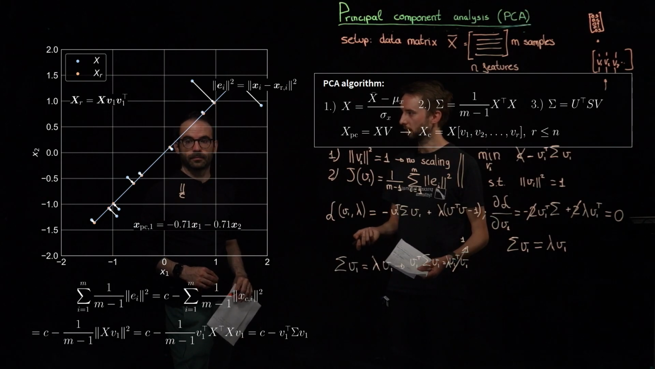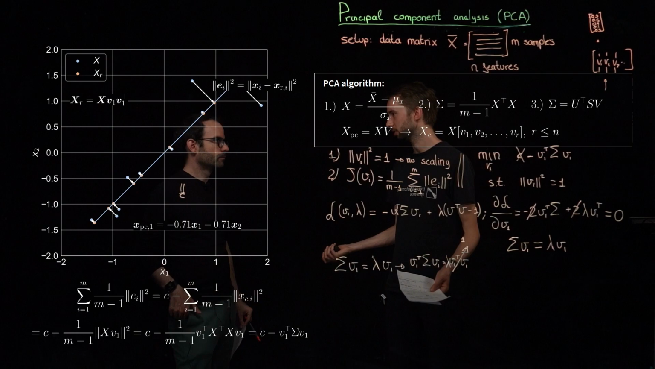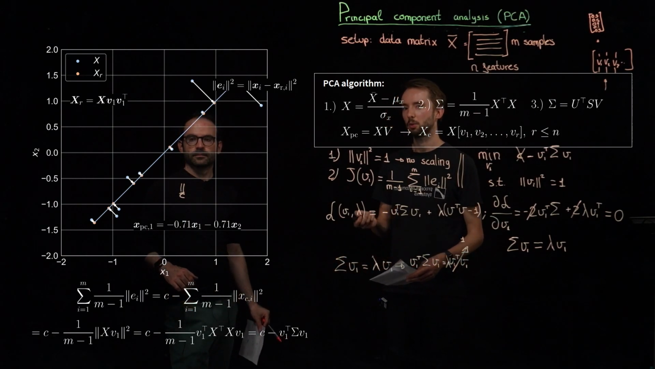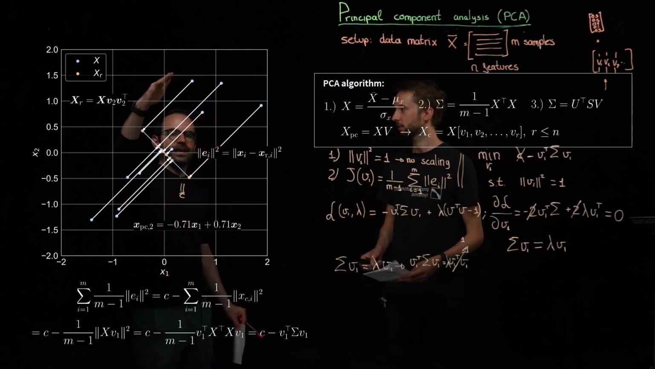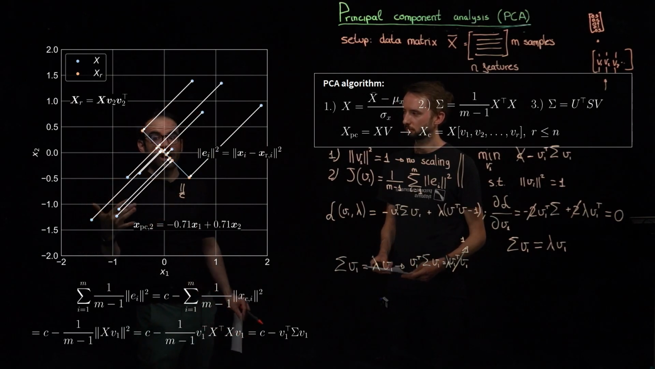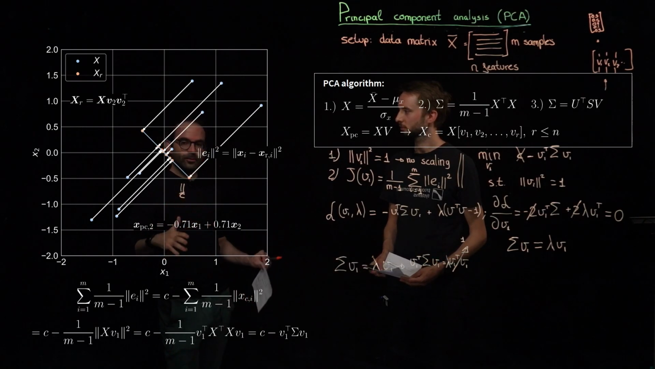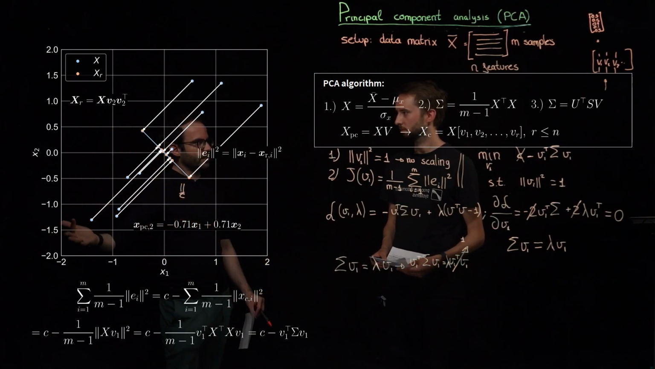Now, if we choose the second eigenvalue, because there are only two, then we would get this fit, and those would be the errors. You see these long lines. This is telling you that you have large errors here.